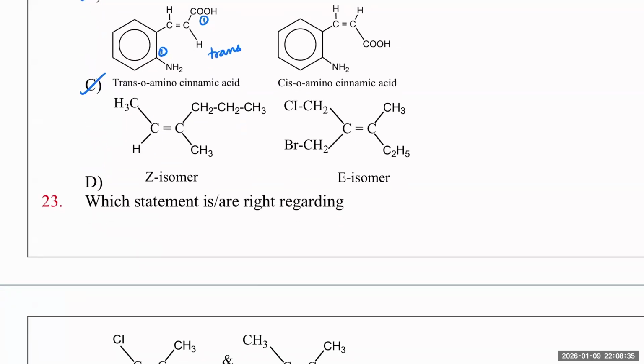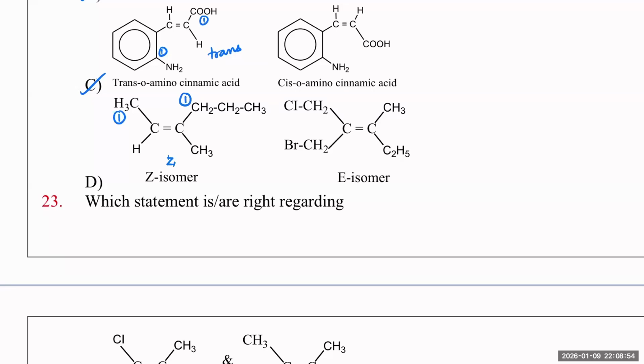Last one. You have a common group. Now you have to assign Z and E isomer. So you can see this is a high priority group. Here this is a high priority group. Both of them are on the same side. So if they are on the same side, it is Z isomer. Clear? So we need to always check based on high priority groups.